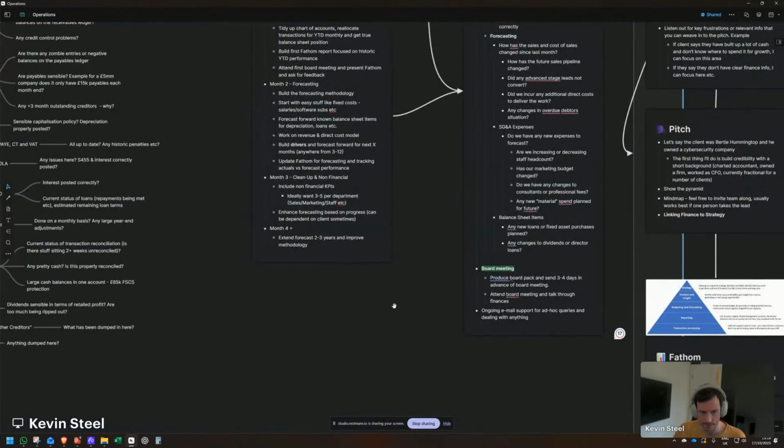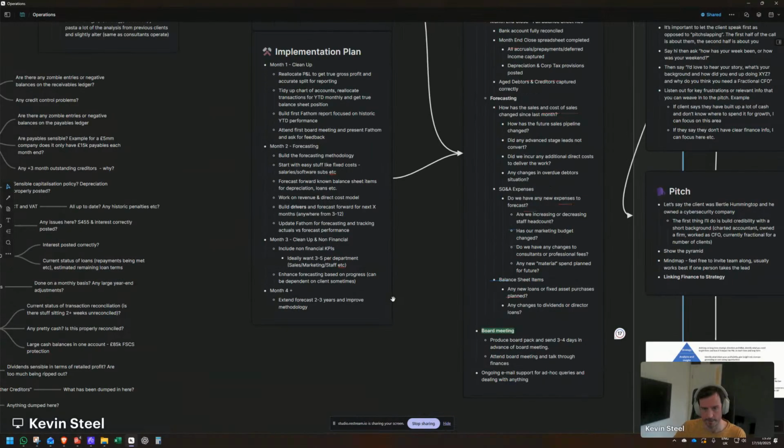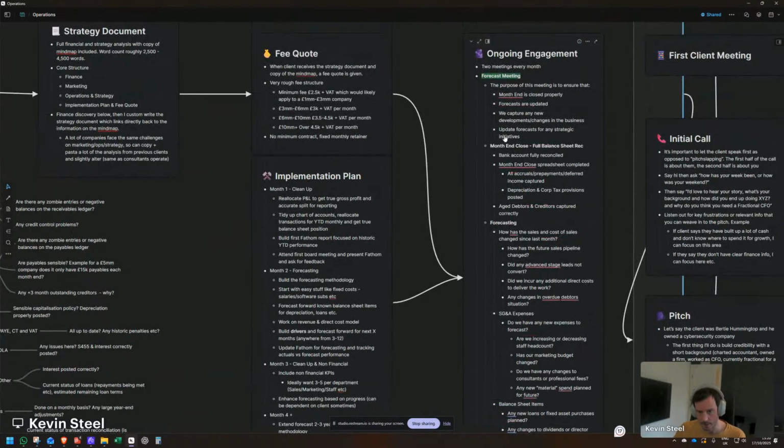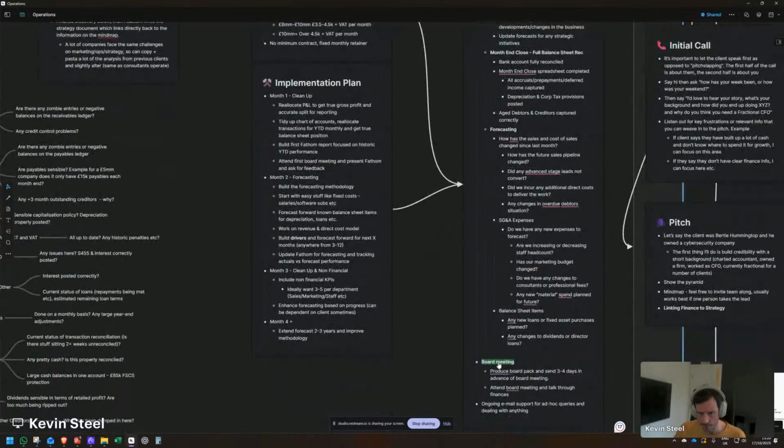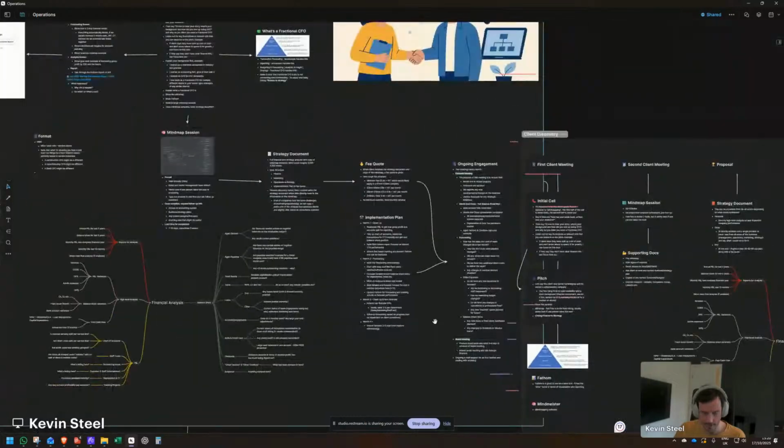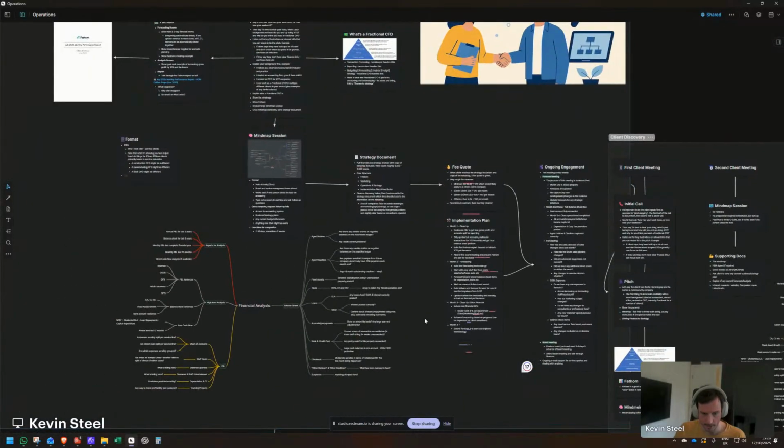So what we've done here is we've almost built a little product. The product is powered by the Fathom board packs. We have our forecast meeting every month to update it. Then we have our board meeting to present the Fathom output every single month. And it works really well.